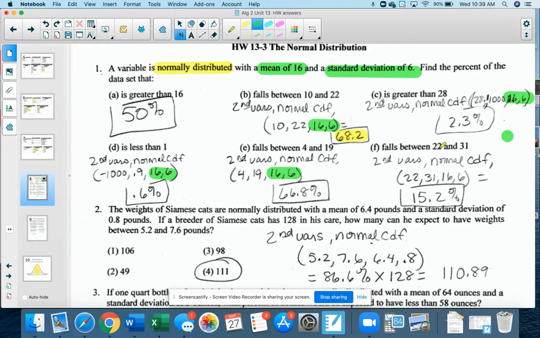And then all the scores between 22 and 31. So 22 is my lower, 31 is my upper, and 16 and 6 are staying the same. And that gives me 15.2%.